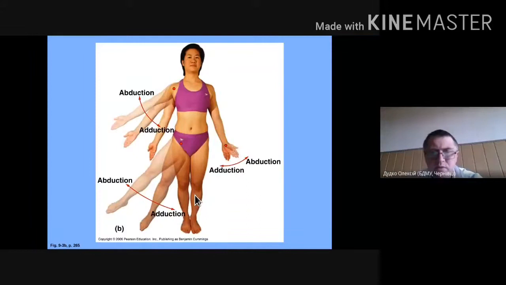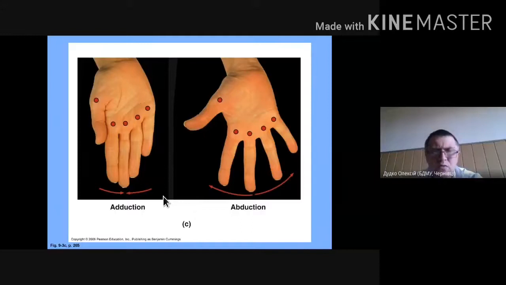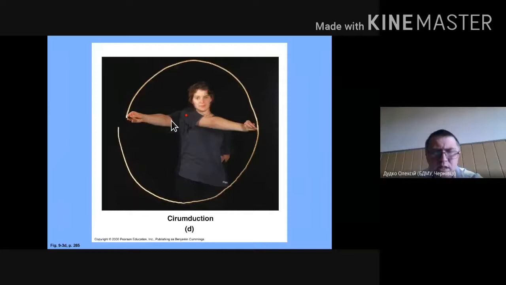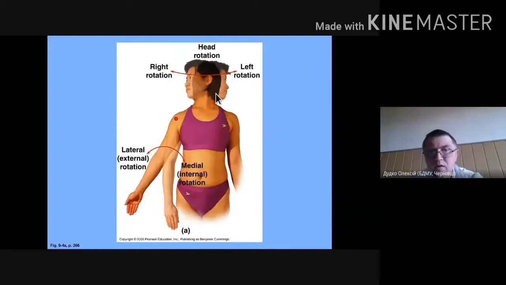It's possible in the hip joint, and here it is illustrated in the shoulder joint. There we have a picture of adduction and abduction for the fingers of the hand. And such a complex movement as circumduction can be performed in the shoulder joint. So a few words about rotation.